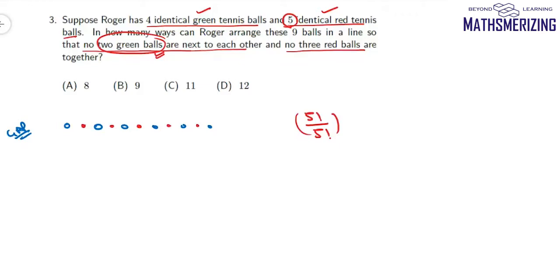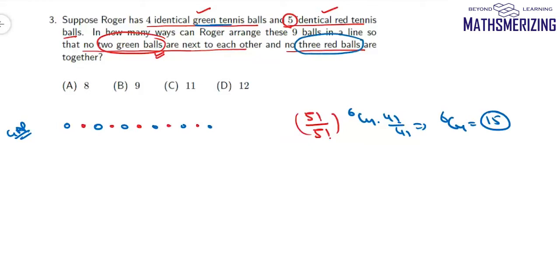Out of these 6, I'll choose 4 gaps for these green balls. So it is 6C4 and then factorial 4 upon factorial 4. So it will be simply 6C4, which is 15 ways. Now from these 15 ways, we need to exclude all those cases when 3 or more red balls are together.